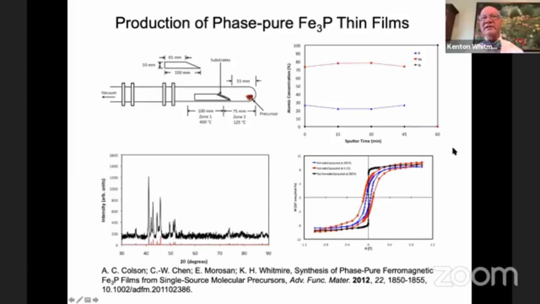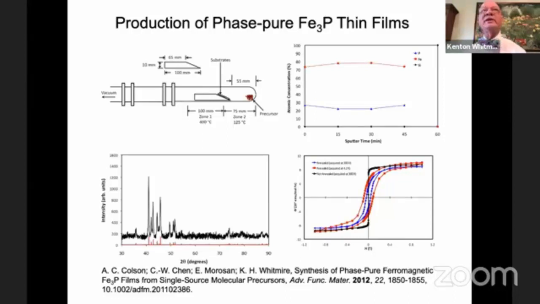It works very nicely. And then if you measure the magnetic properties of those films, they are paramagnetic. They show exactly the magnetic moment that you would expect from Fe3P. This was done in collaboration with members of our physics department, Professor Emilia Moroshin and her group. And so it was very gratifying that we could make Fe3P as phase pure films that had the same properties as bulk material.